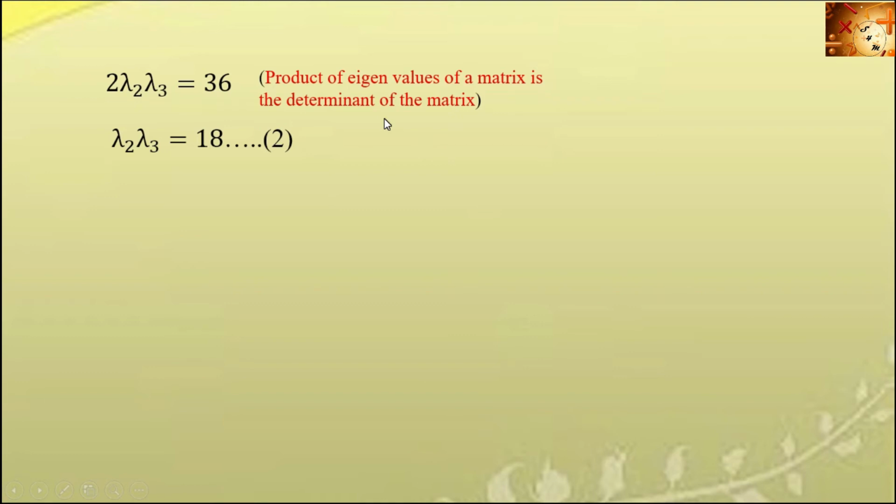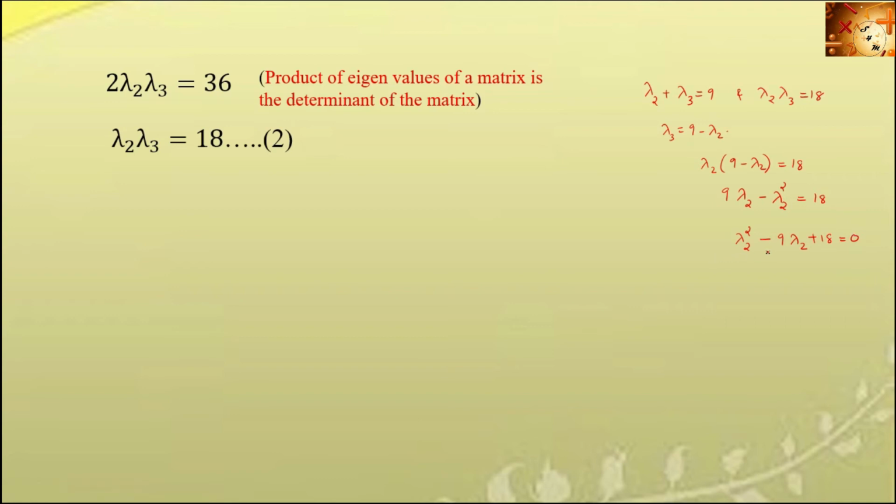So you have equation 1 as lambda 2 plus lambda 3 equal to 9, and equation 2 is lambda 2 into lambda 3 is equal to 18. Next we are going to solve these two equations. From this, lambda 3 is equal to 9 minus lambda 2. Put this in equation 2. We have lambda 2 into 9 minus lambda 2 is equal to 18, that is 9 lambda 2 minus lambda 2 the whole square is equal to 18. Then lambda 2 the whole square minus 9 lambda 2 plus 18 is equal to 0.